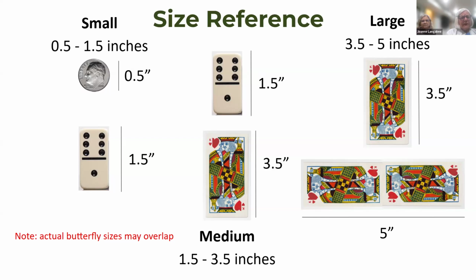They overlap. I mean, you can't just say, oh, it's going to stop at this. Sometimes if the larvae have really eaten a lot, they're going to be bigger than the normal size. So it's just a reference as to what we're referring to.